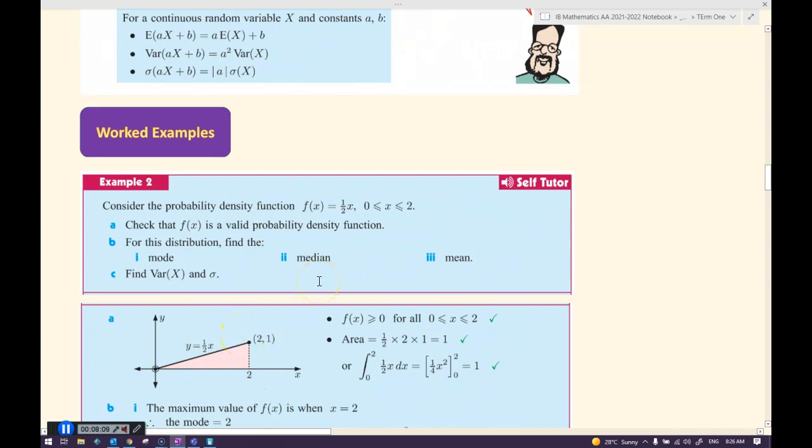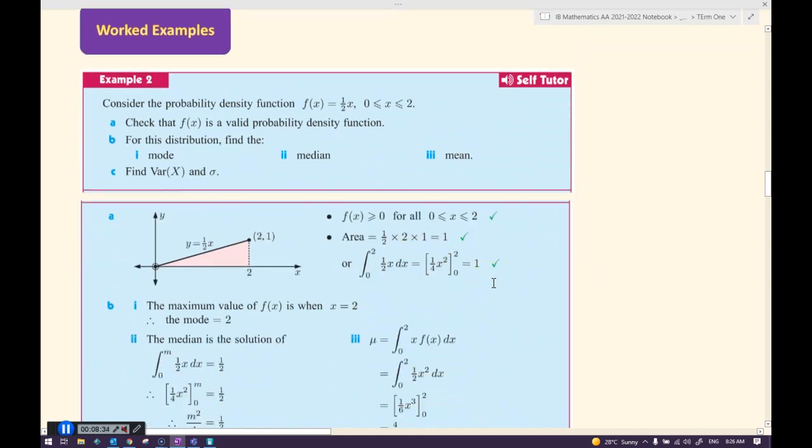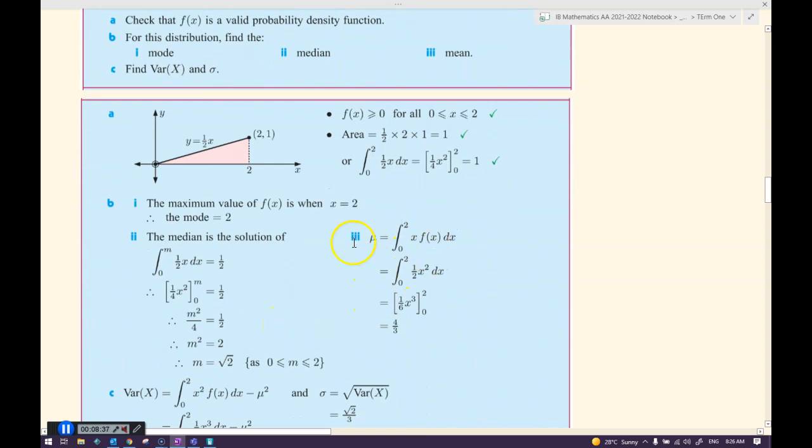The median: I want to find where the area under the curve is equal to 1/2. So I'm going to do the integral from 0 up to some particular value m of 1/2 x dx. And then when I do that integral, I'm going to let it equal 1/2. You could just as easily do the integral from m up to 2 of 1/2 x dx and get the same answer. Let's see how they did it, and maybe we'll do it the other way. Just ignore the third bit there. So the median: the integral from 0 to m of 1/2 x dx equals 1/2.